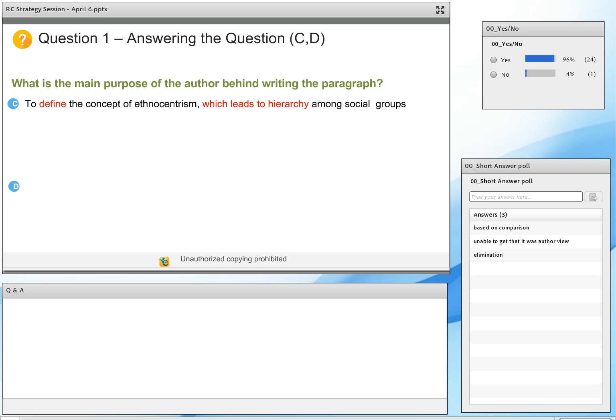So because there is a definition, it is likely that you will think, okay, maybe the intent of the author is to define the concept of ethnocentrism. But for choices such as these, wherein you can't just reject them right off the bat, what helps is that you get in the shoes of the author himself. Okay, and you think, if it was your purpose to define a concept, would you use the extreme definition in order to accomplish that purpose?